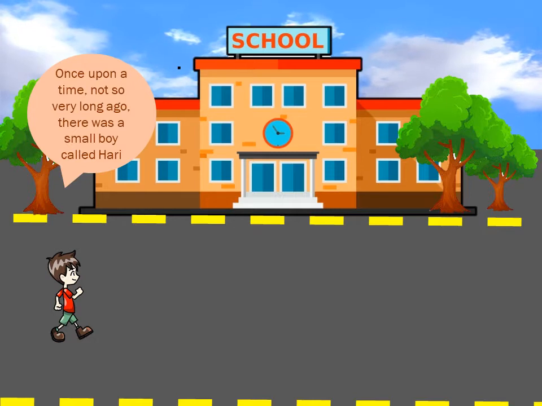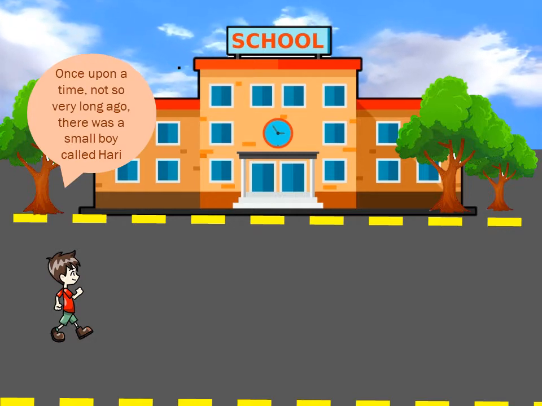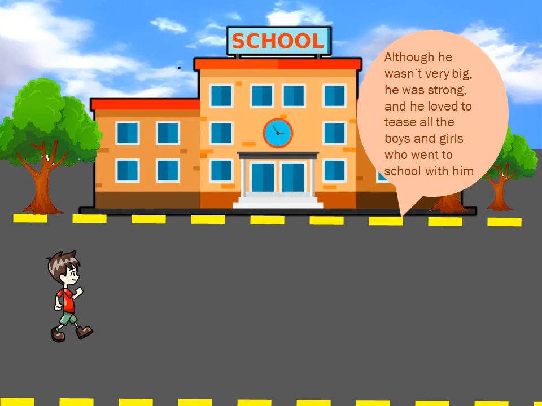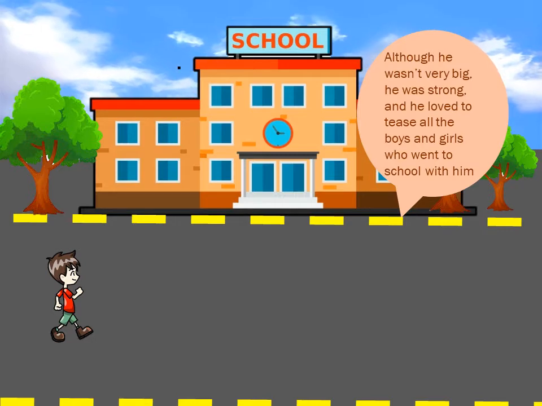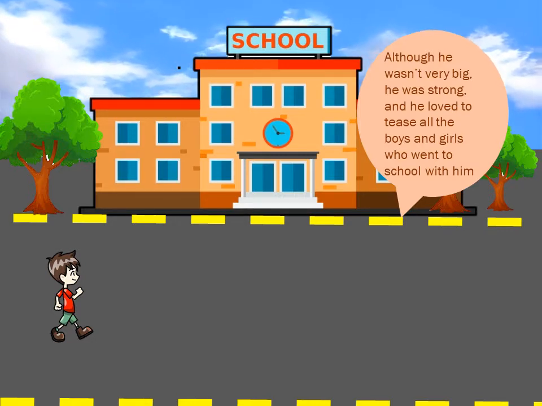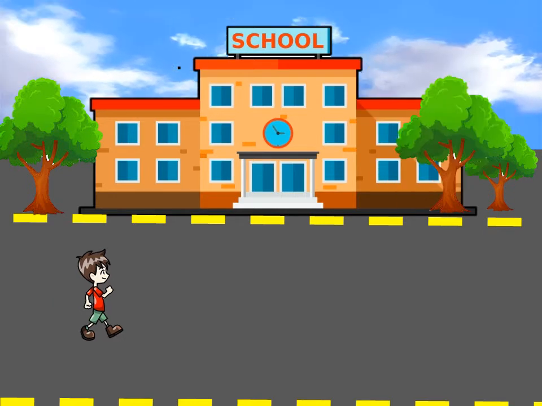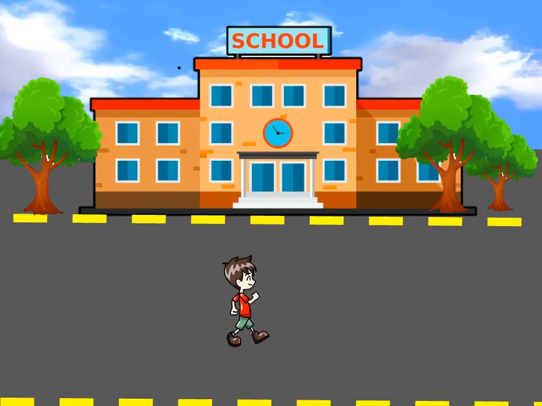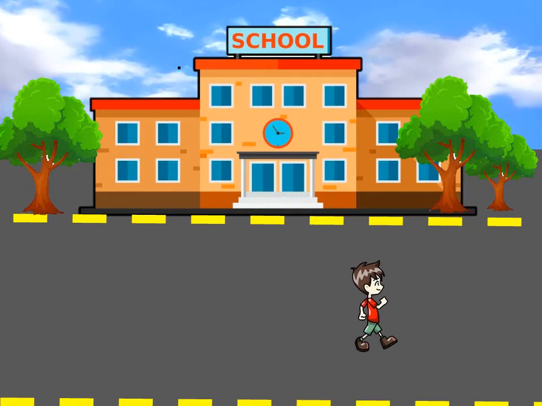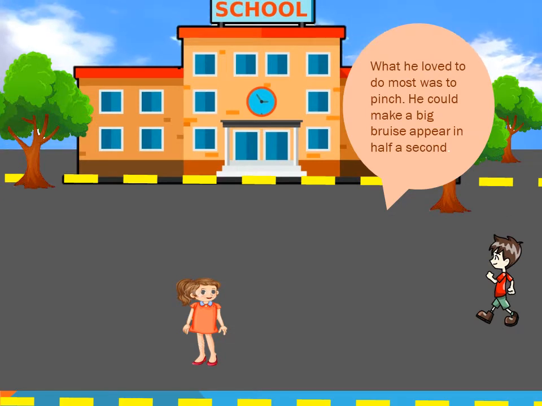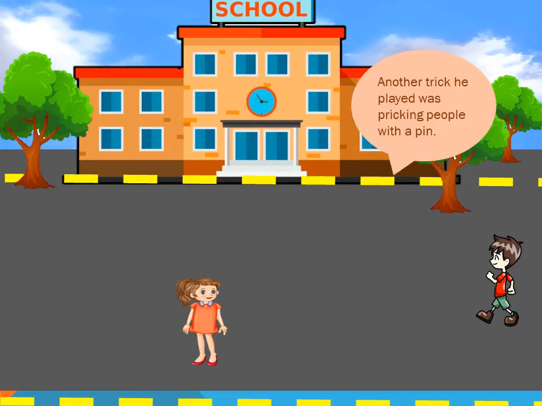Once upon a time, not so very long ago, there was a small boy called Hari. Although he wasn't very big, he was strong and he loved to tease all the boys and girls who went to school with him. What he loved to do most was to pinch. He could make a big bruise appear in half a second. Another trick he played was pricking people with a pin.